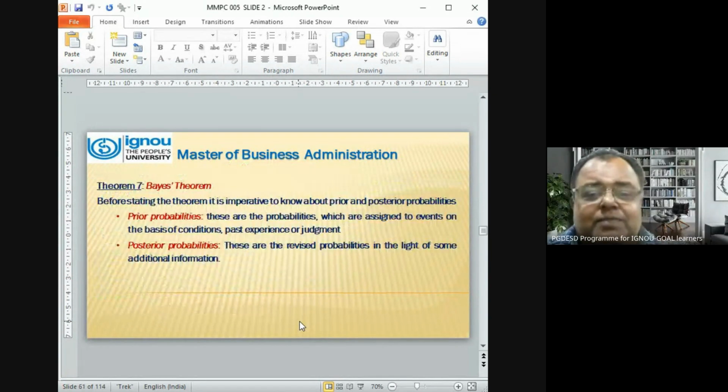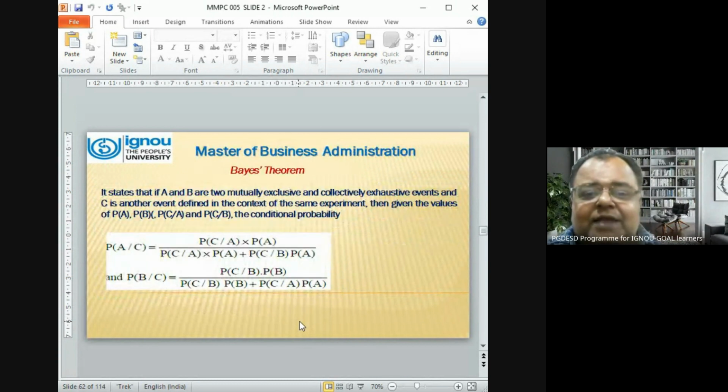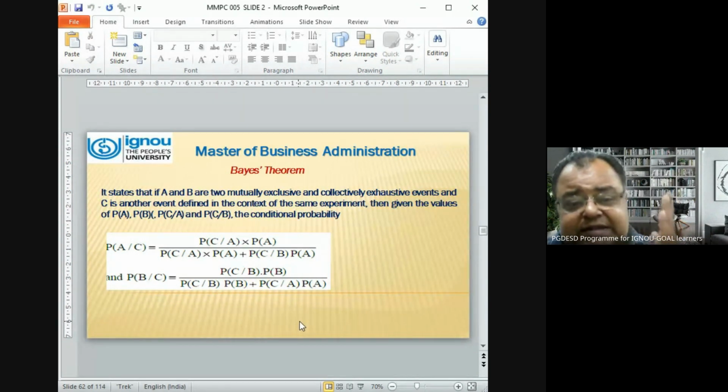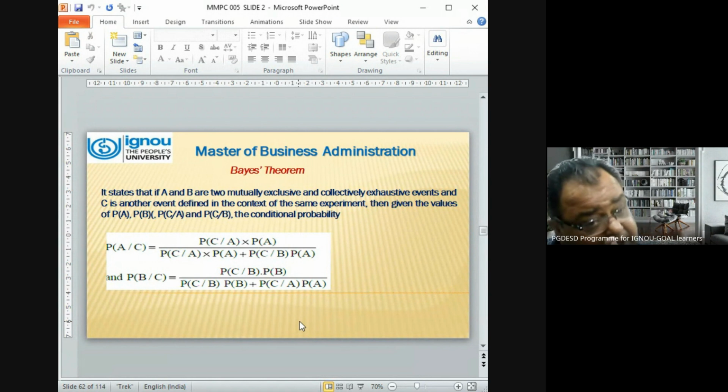I was doing the most important, the most confusing part, that was Bayes' theorem. See the statement. It states that A and B are two mutually exclusive and collectively exhaustive events, and C is another event defined in the context of the same experiment. Now, three things are there. The values of P(A) and P(B) are given, P(C given A) is given, and P(C given B) is given. Everything is given. Now the condition comes. What is the probability of P(A given C)?